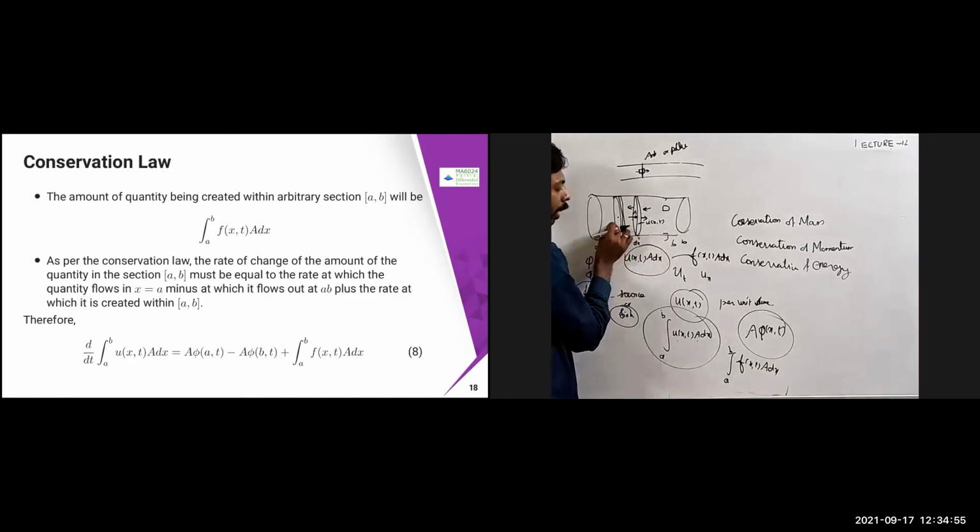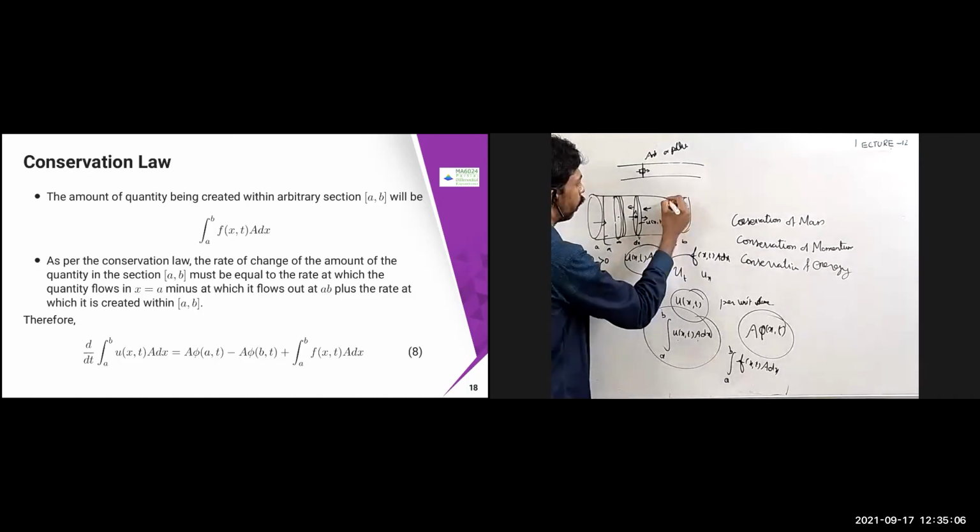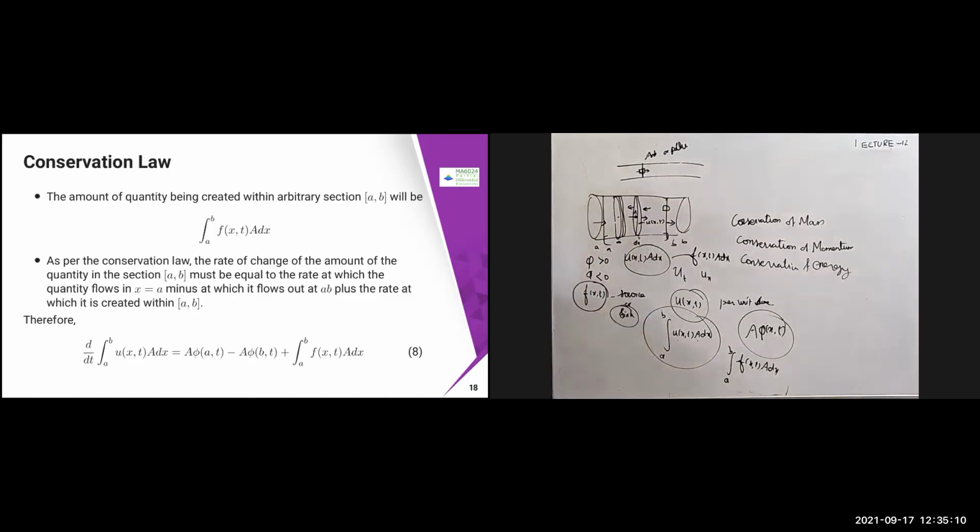So whatever is entering here, that is the same as the rate at which the quantity flows in at A. This is the A location. Whatever is flowing in minus what is flowing out, that difference is going to be the conservation rate of change of quantity. Both are going to be equal.